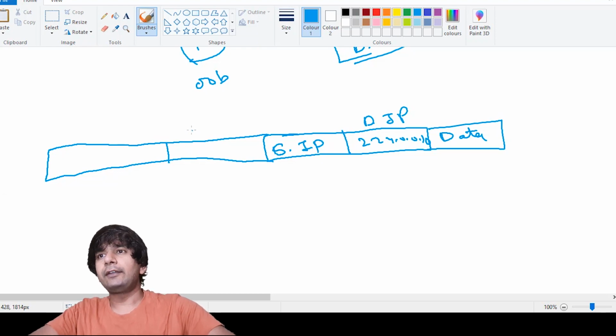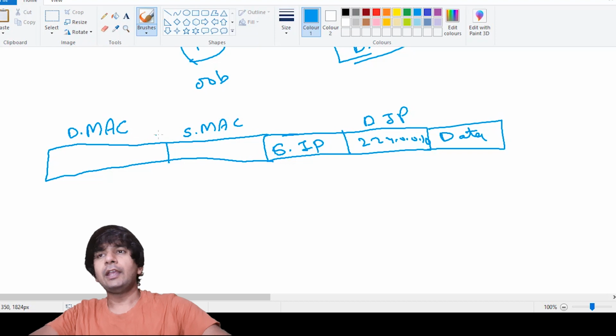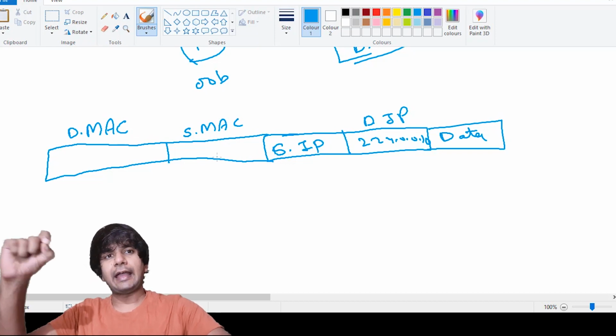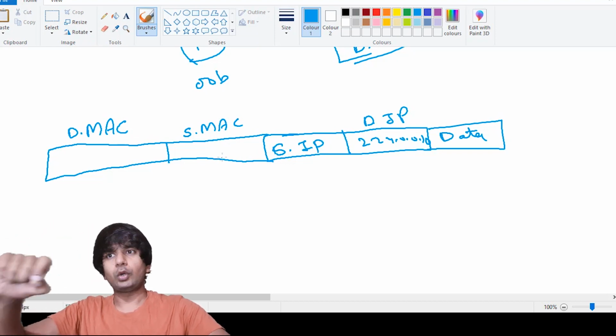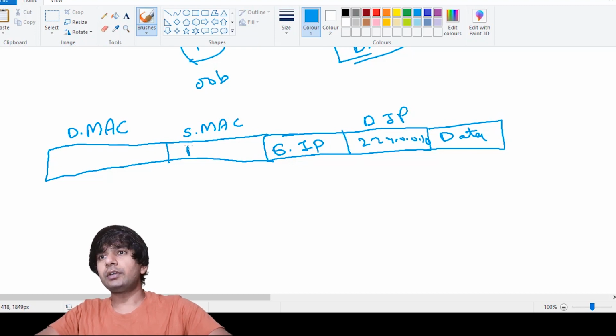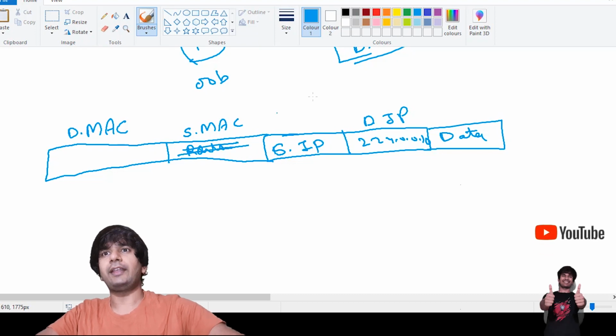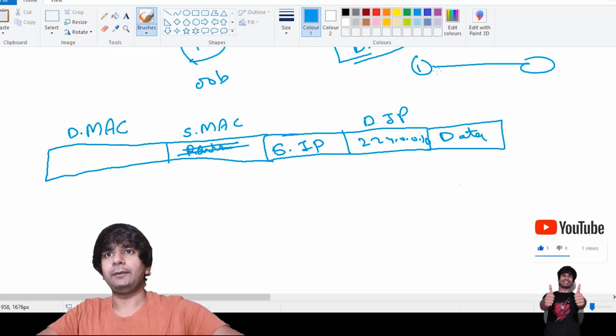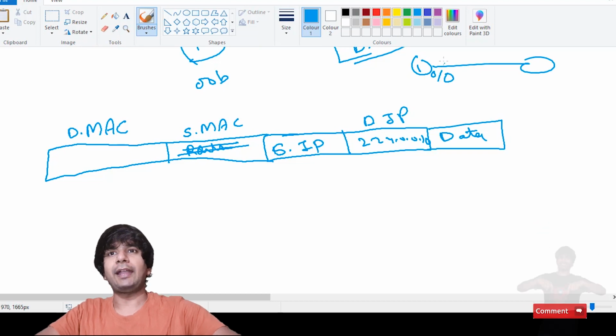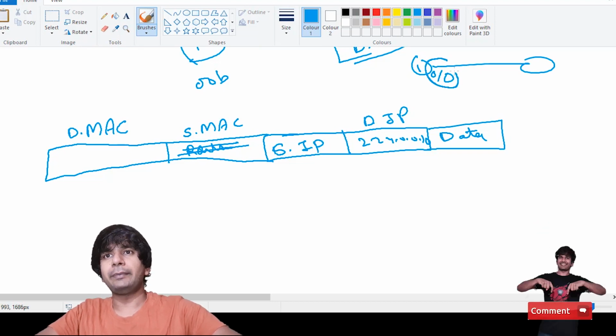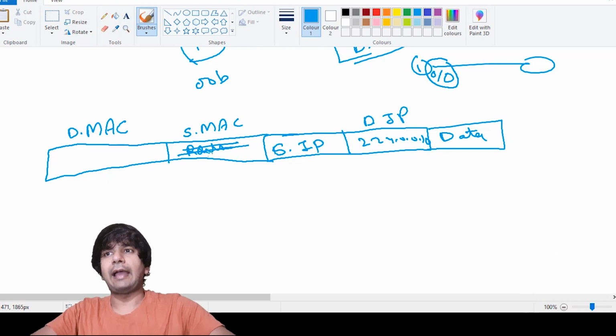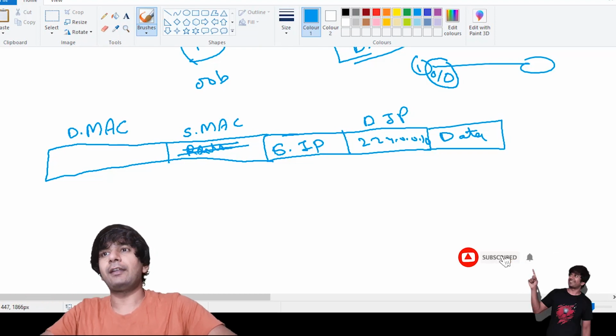The Ethernet header will have the source MAC and the destination MAC. Obviously, the source MAC will be the MAC address of the interface of the router. For example, this is the router, let's say R1, and this is 0/0. Whatever the MAC address of this 0/0 is, the router will add its interface MAC address in the source MAC address field. What will be the destination MAC, guys?